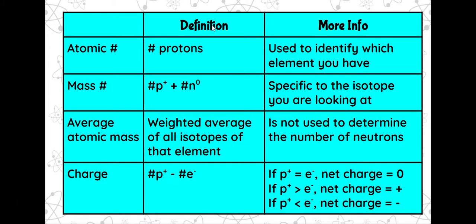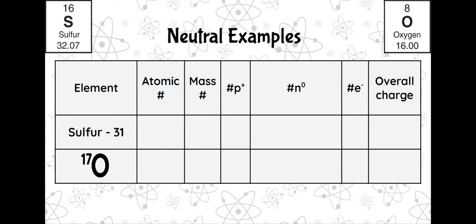That specific charge will be equal to the difference between those two. We'll do some examples on that. All right, so here are some examples where we've got some neutral atoms. We've got one written in mass notation, one written in somewhat isotopic notation, just not complete. We'll go through the first one.